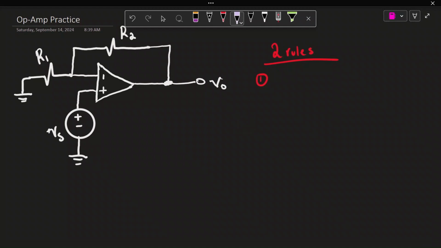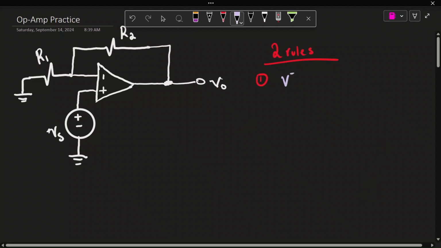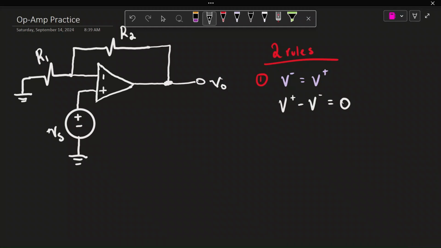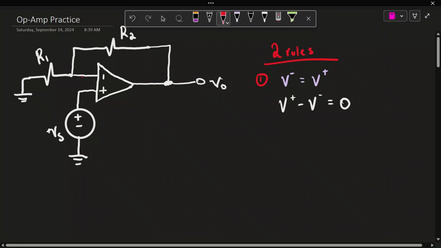The first one is that the inverting input and the non-inverting input have the same voltage. So V minus must be equal to V plus. What else does that say about it? Well, that means that there is no voltage difference across the differential inputs. So if we go to this circuit here on the left, we can say this is plus minus. This is 0 volts. This is one rule that we must follow.